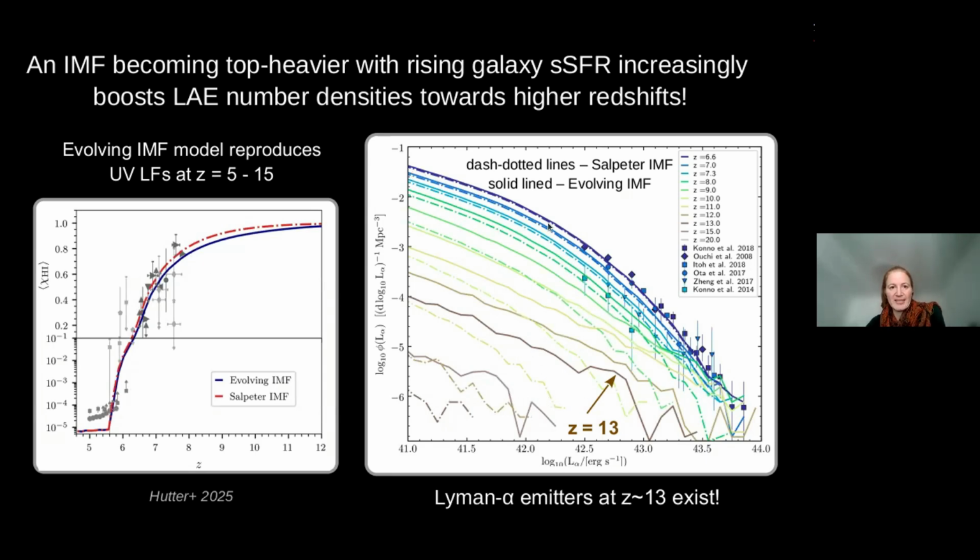So what you see here is the Lyman alpha luminosity function. The dashed dotted shows you the Salpeter IMF, the solid line the evolving IMF, which is top heavier at higher redshifts. And what you can take away from this is that above redshift 8, your number density in Lyman alpha emitters increases around the typical Lyman alpha luminosities you would target in observations, by around 0.6 dex.